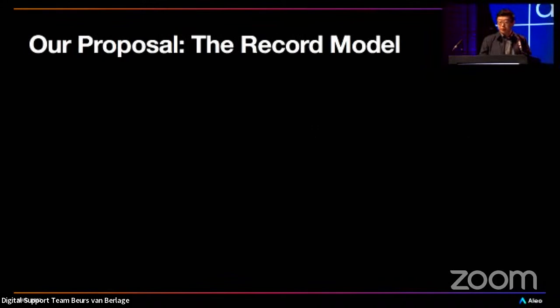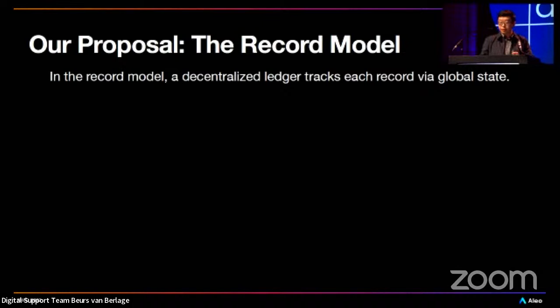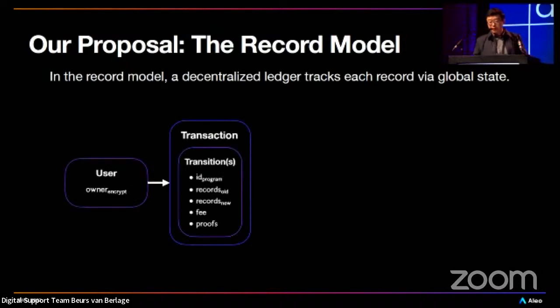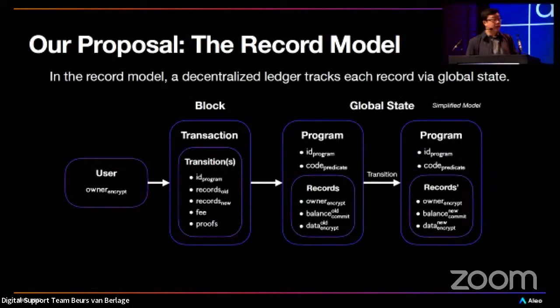And so with that, we introduce what we call the record model. In the record model, a decentralized ledger now tracks records for each program in shared global state. What I mean by that is, to perform a state transition, users will generate a transaction, computing zero-knowledge proofs that attest to the state transitions performed for a given execution. Once they broadcast it to the network, and it's been verified and confirmed, the program will update itself internally, transitioning from the previous state to the new state of the program.